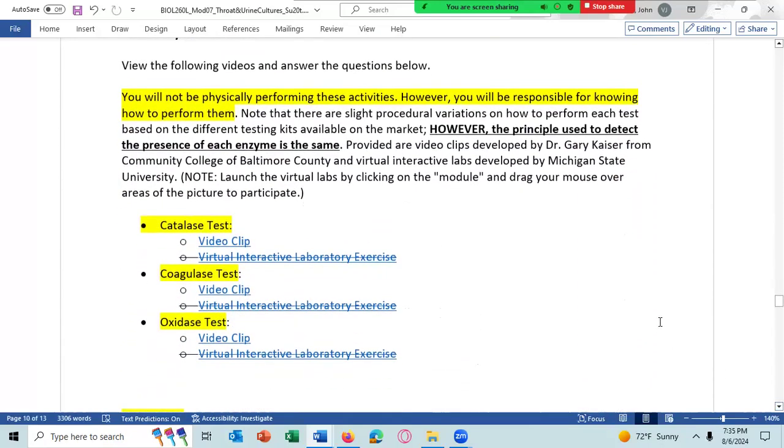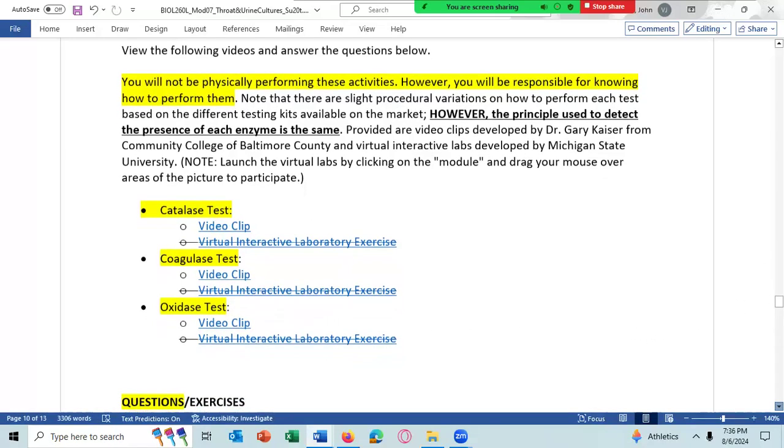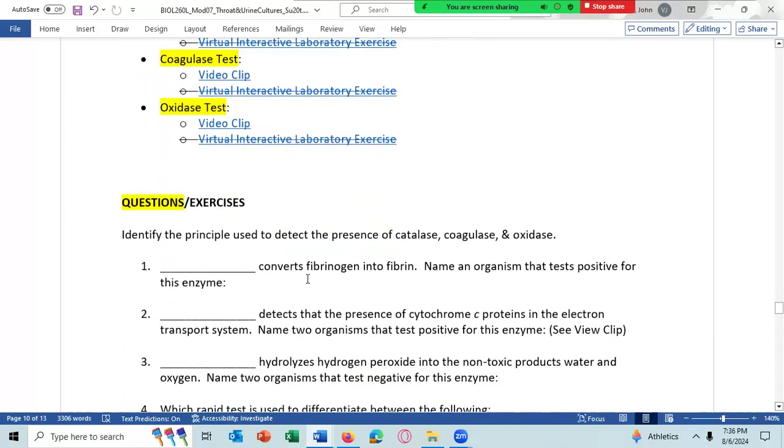All right. So you'll need to view the following videos and answer the questions not in the lab module, but in the worksheet. You're not physically going to be performing any of these activities. However, you will be responsible for knowing how to perform them. Everything we do will be done online, so you won't actually be doing it. But there's a little video on running the catalase test. Watch that video. There's a little video on running the coagulase test. Watch that video. And there's a little video on watching the oxidase test. Let's go to the worksheet now.